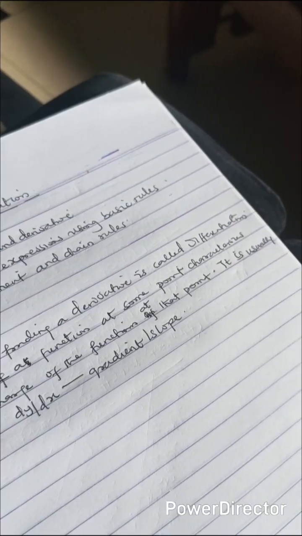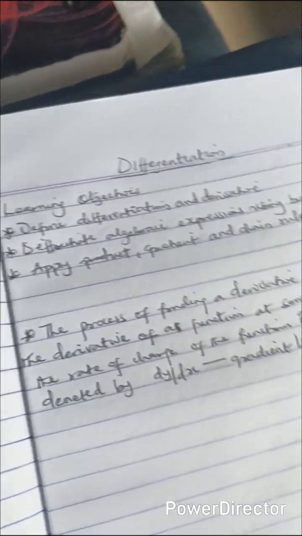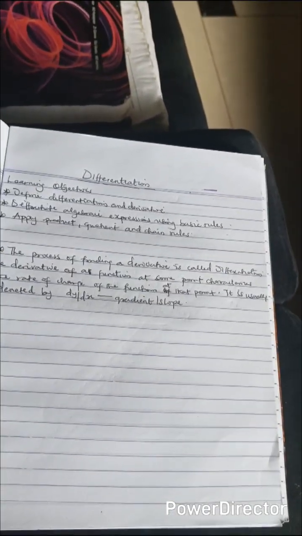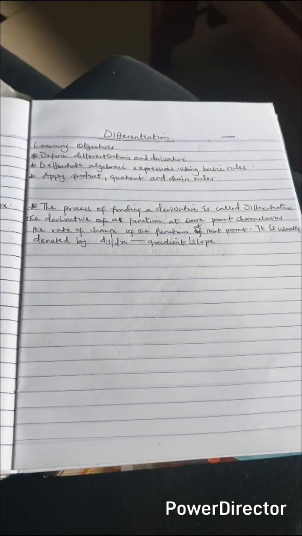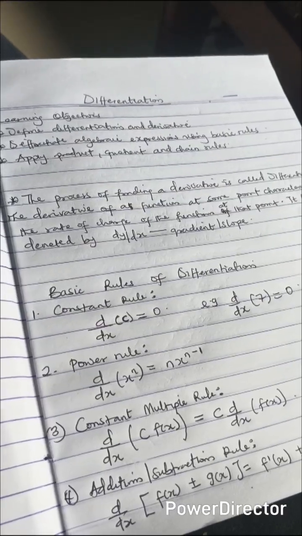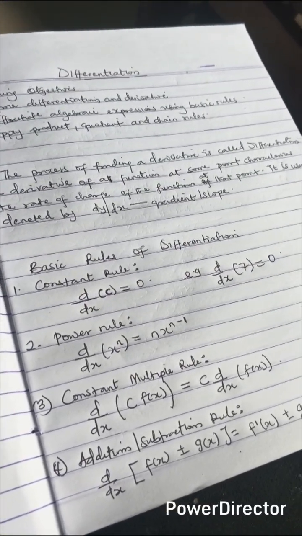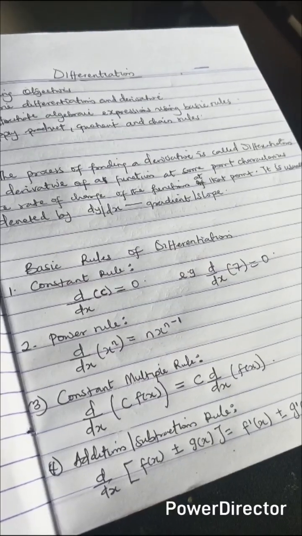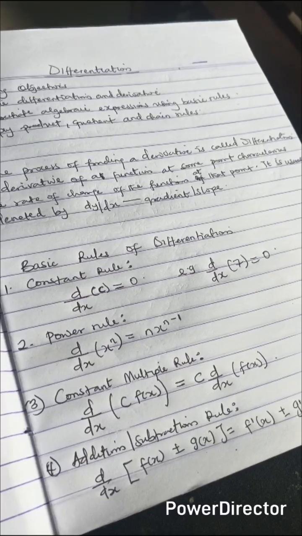So now let's look into the basic rules of differentiation. These are the basic rules of differentiation. We are going to discuss just four important basic rules, which are the constant rule, the power rule, the constant multiple rule, and the addition or subtraction rule.